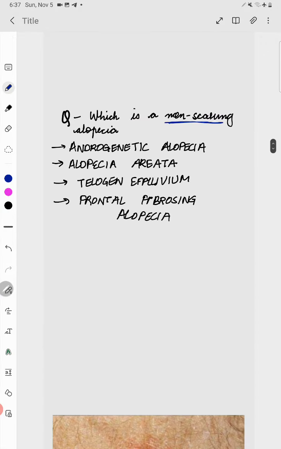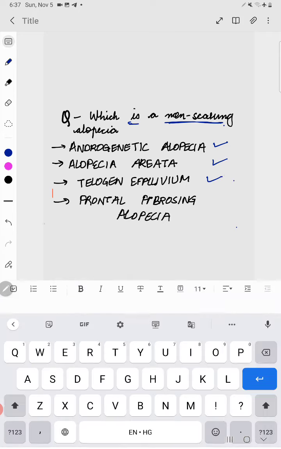Which of the following is non-scarring alopecia? I mean, which are non-scarring alopecias? So we know that alopecia areata and telogen effluvium are non-scarring.